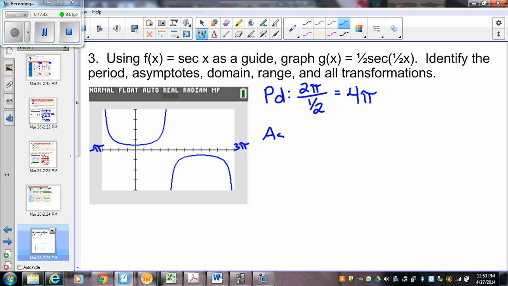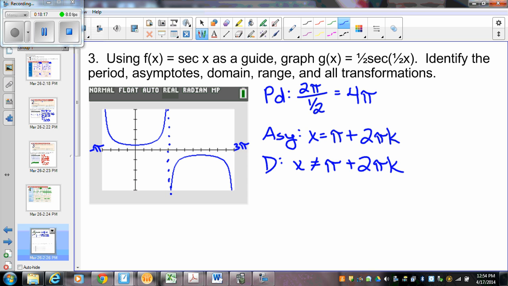Our asymptotes: if you find the first place where you can tell you have an asymptote, which is right here, counting by increments of pi over 4, that occurs at x equals pi. And then that's going to occur every half of our period. So every 2 pi units, I'm going to have another asymptote. So you should have 2 asymptotes for every period. And then your domain is going to be the exact same thing you just wrote for asymptotes, except you're going to put a do not equal sign.